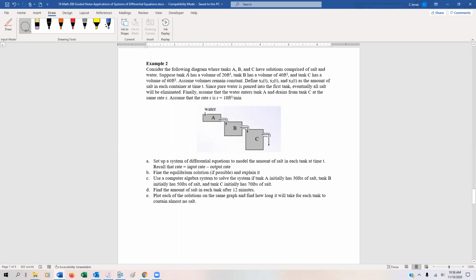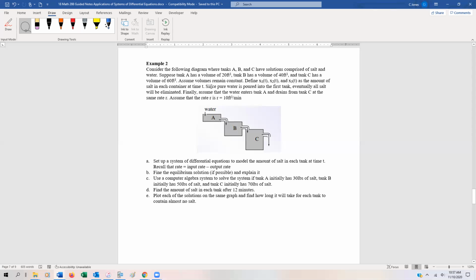And suppose tank A has a volume of 20 cubic feet, and then tank B has a volume of 40 cubic feet, and tank C has a volume of 60 cubic feet. And then assume the volumes remain constant, so we're not losing anything as this cascades. Let's define x1, x2, and x3 to be the amount of salt in each container, and then t to be time, and we could put it in minutes.